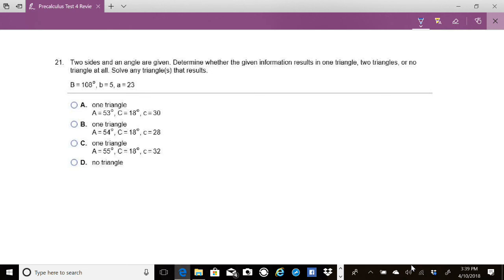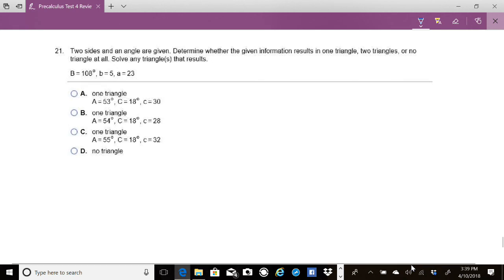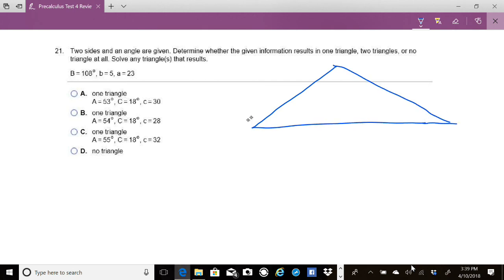Now, I sort of like this one because this will be sort of interesting. We have a triangle A, B, C, with B being 108 degrees, little b being 5, and little a being 23. So we want to solve the triangle. That means finding C, A, and C.